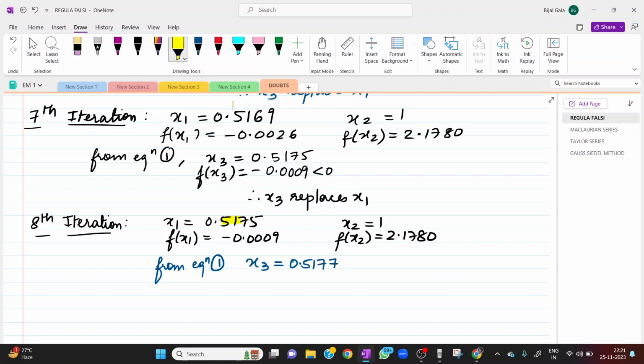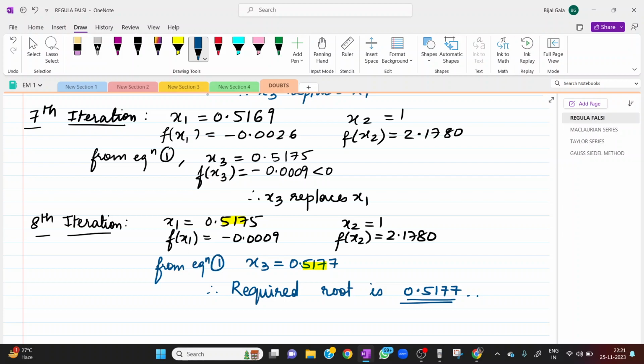Okay, so the good news is we got three decimals the same. You can see here previous value and the next value, 3 decimals are same, so we stop here. So the required root is 0.5177. Okay, because the 3 decimals are same, we had to stop here.